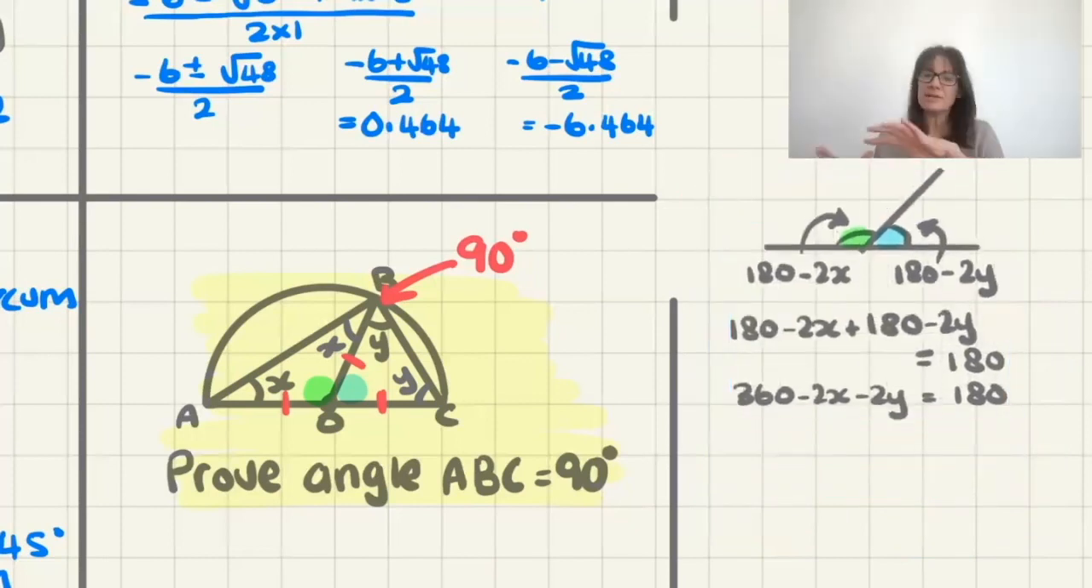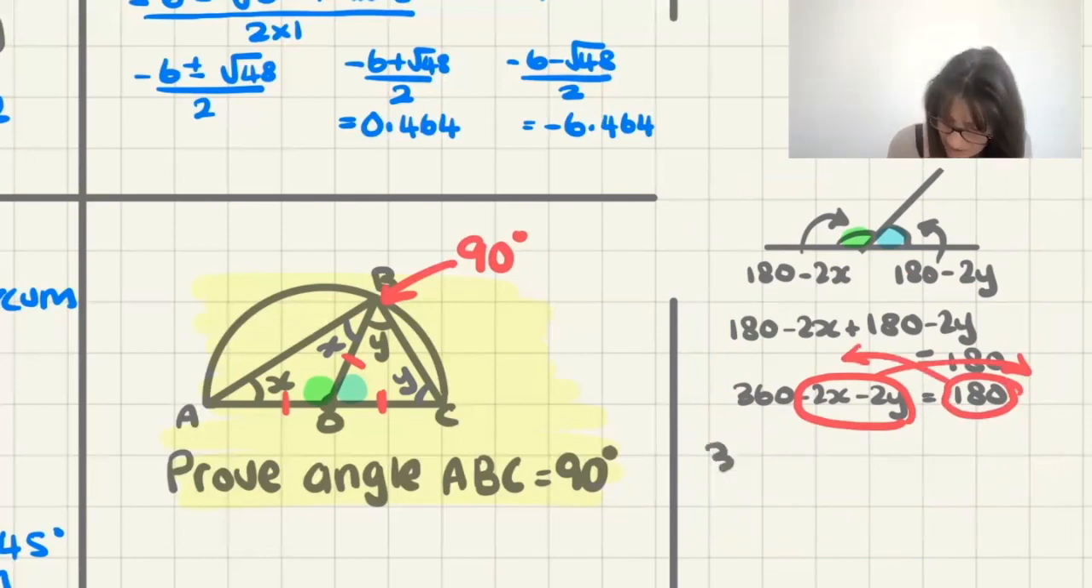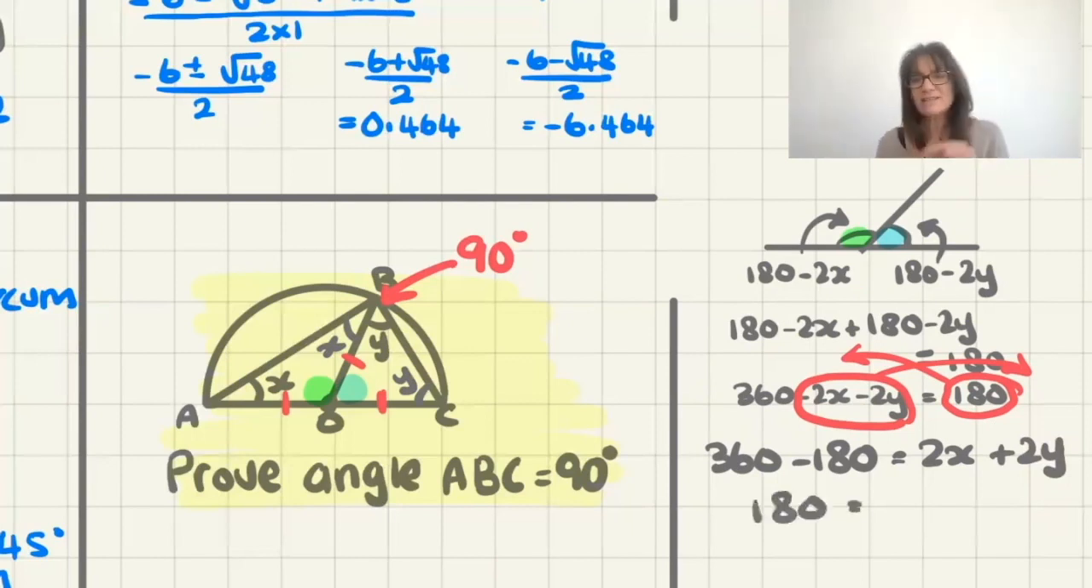What I'm going to do now is bring the numbers together to one side and move all the letters to the other. So my letters, which are my minus 2y minus 2x, are going over here, and my 180 is going over here. And when I do that, I end up with 360 take 180. The minus 2x is going to land as positive 2x, and the minus 2y is going to land as positive 2y. My next step is to do 360 take away 180, which is 180. And then on this side, I want to isolate the x and the y. So I'm going to factorize the 2 out.